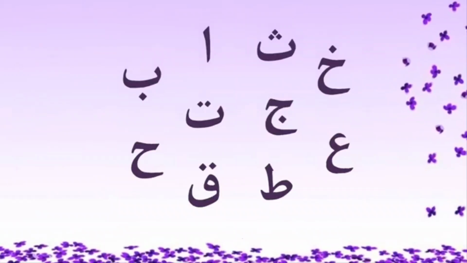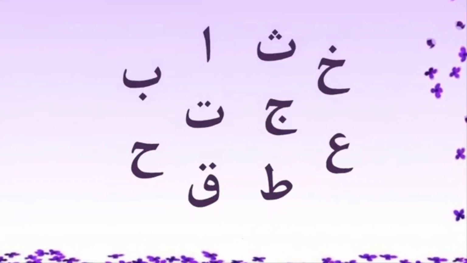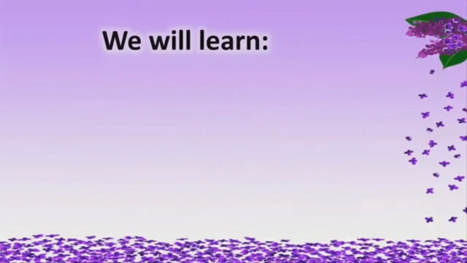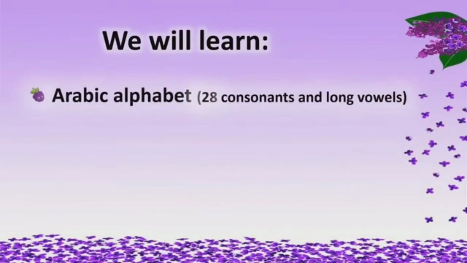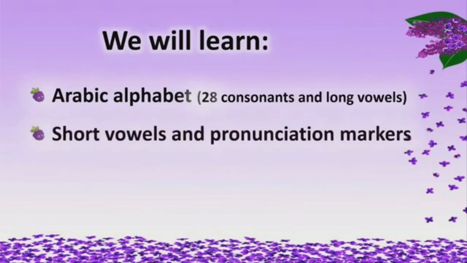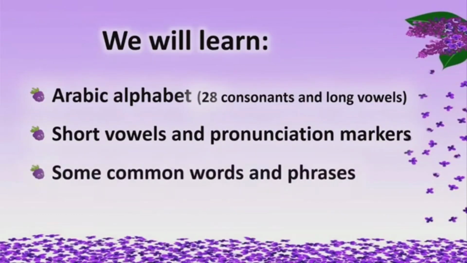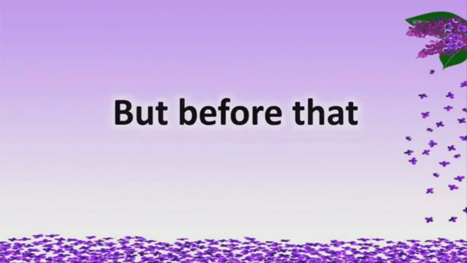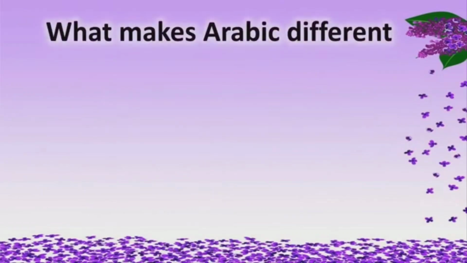In this course, I'm going to teach you how to read and write in Arabic. We will learn everything about the Arabic alphabet, which contains 28 consonants and long vowels, as well as some short vowels and pronunciation markers, which are very essential for reading Arabic too. We will also learn some common words and phrases. But before that, let's talk about Arabic writing style and what makes it different from other languages.